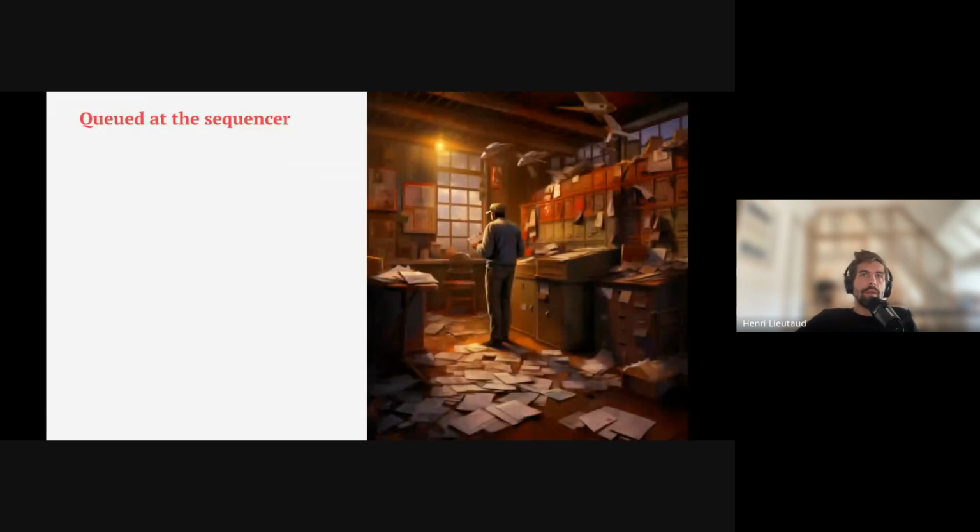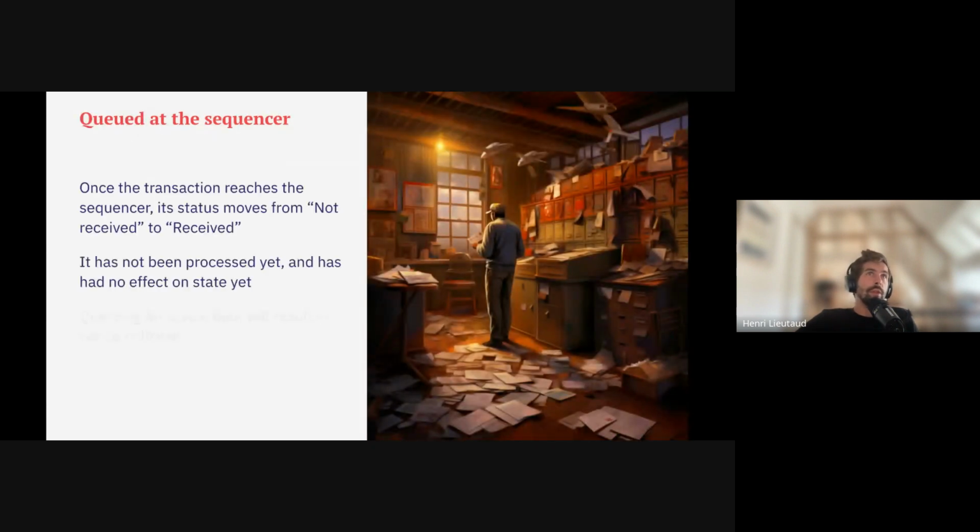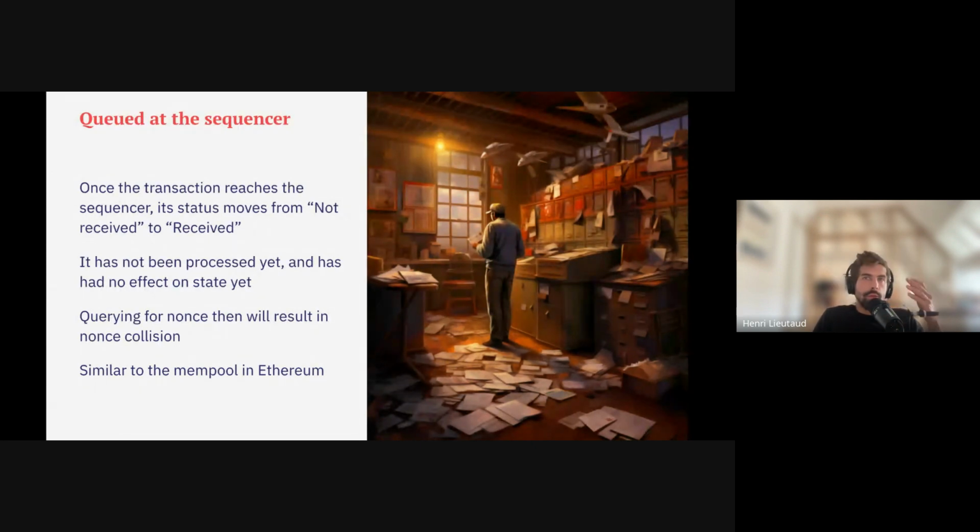The second step is the transaction is queued at the sequencer, right? So it arrives at the centralized sequencer currently, and then it waits for execution. Before that, if you query the sequencer, it would tell you, no, I have not received your transaction. And at this point, the sequencer will say, yes, I have your transaction. I'm going to get to executing it in a second. So your transaction moves from not received to received. It's similar to being in the mempool in Ethereum.